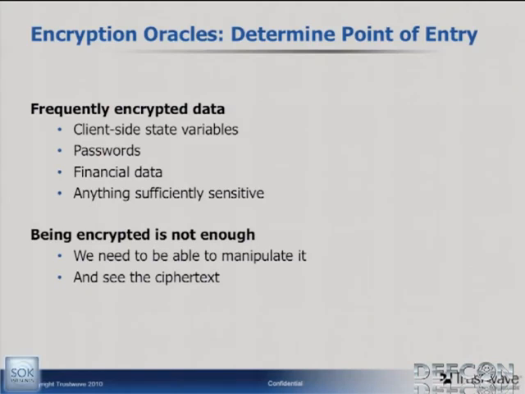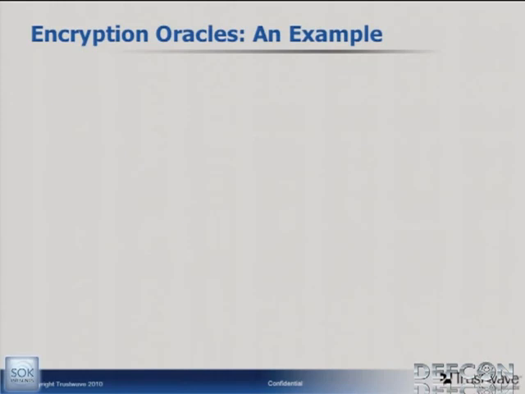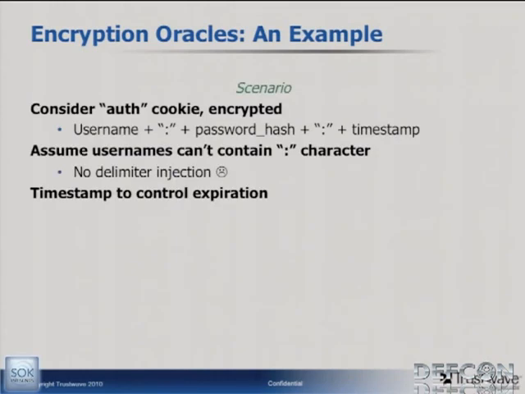So trying to modify these things and then look for any of those encrypted pieces of data changing is a good idea. But being encrypted is not enough. We also need to be able to manipulate it. So here's an example of where you might find an encryption oracle. Let's say that you have an authentication cookie. This is a situation where you have session data that you want to store on the client, encrypted, and not store as session variables and hold down the server.